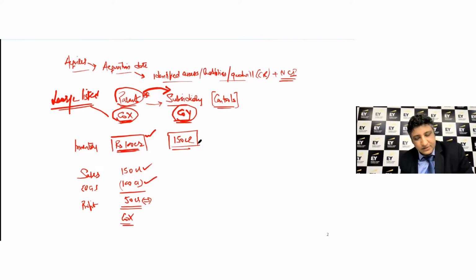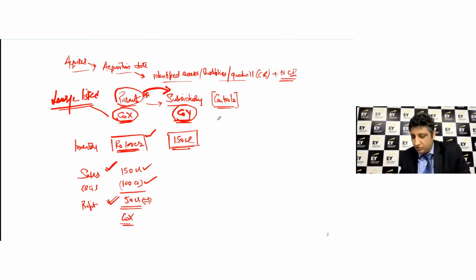Right? So what has happened now? Company X is able to show a sale of 150 and also recognize a profit of 50 crores, wherein it passes on that inventory onto the subsidiary in the books of the subsidiary at 150 crore rupees. Okay. Is that permitted, first of all?